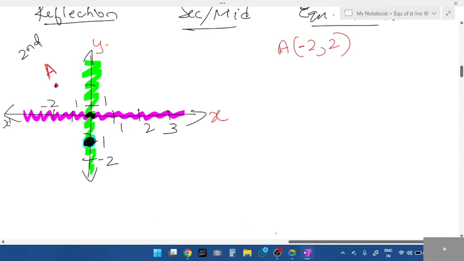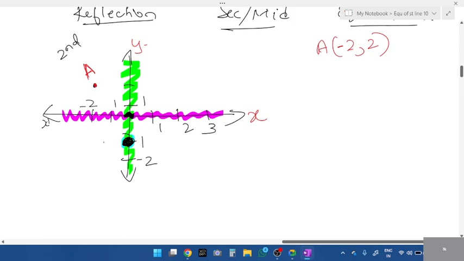-1 is in which axis? It's on the y-axis, right? So this is the y-axis intercept. The meaning is the mirror intercepts the y-axis at 1. Value is 1. And this line PQ is parallel to which axis? X-axis.